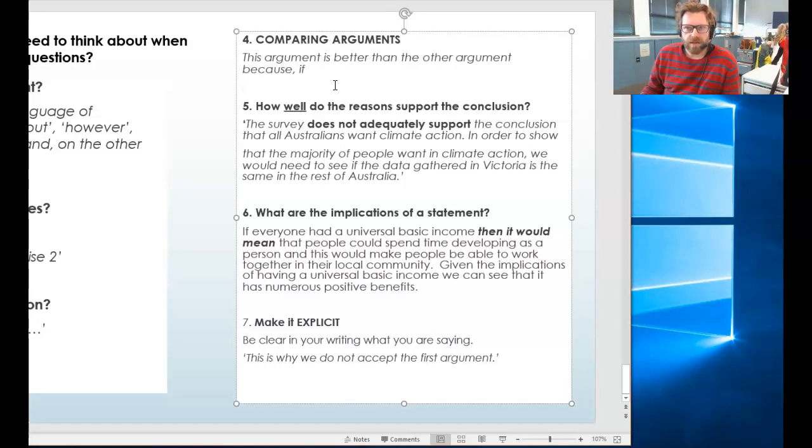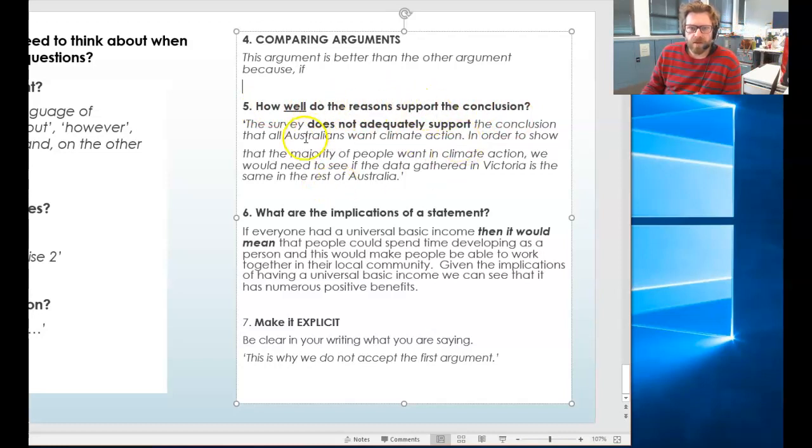That's not what I would like to see. But if you're able to take into account the strongest argument against your own position and then show why that's not as strong as your own, then that's a really nice strategy. Now the next step: how well do the reasons support the conclusion?